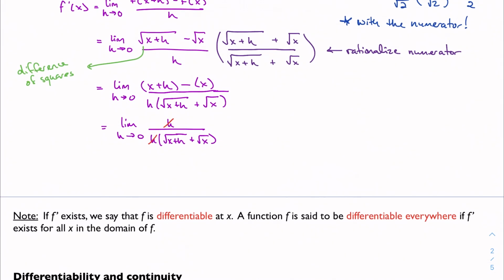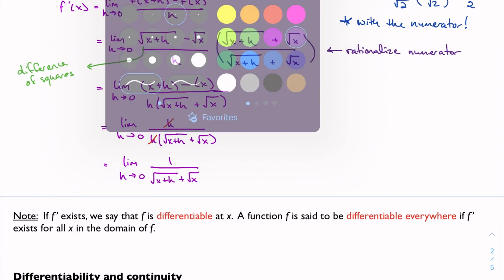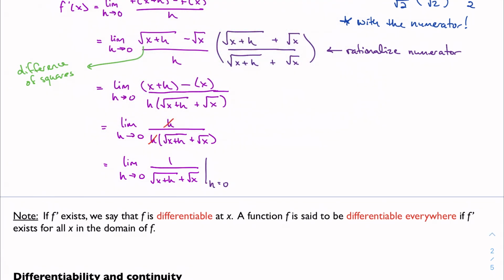But it's getting nicer because my h's can cancel out. It leaves me with an almost fully simplified, actually pretty much fully simplified, expression that I can evaluate for h equal to 0. And it leaves me just with 1 over, well, let's see here. I have the square root of x plus the square root of x. So that's 2 square roots of x.